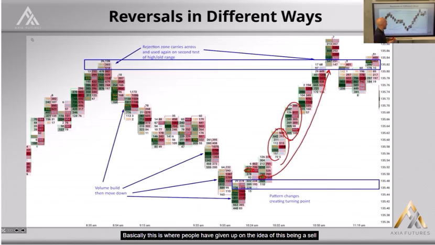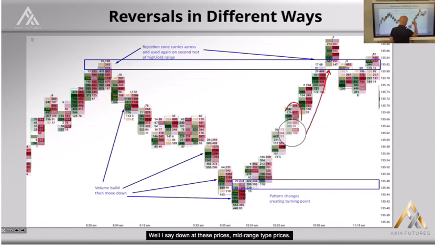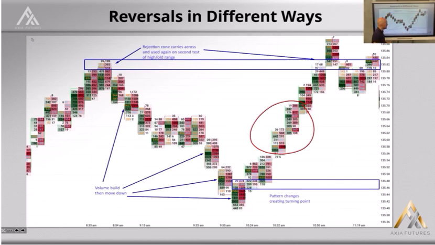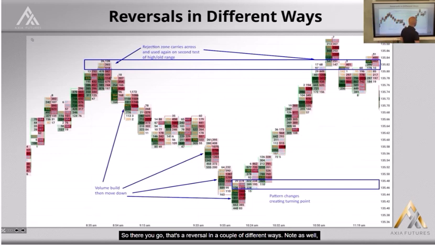Basically, this is where people have given up on the idea of this being a sell now and are happy to step out of the way and the market rotates back up. Any sellers are going to be more interested at much higher prices than they are going to be down at these prices. Well, I say down at these prices, mid-range type prices. So there you go, that's a reversal in a couple of different ways.